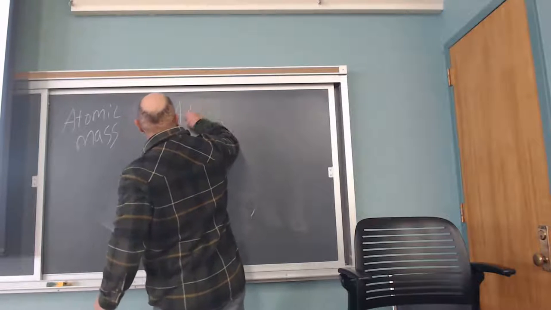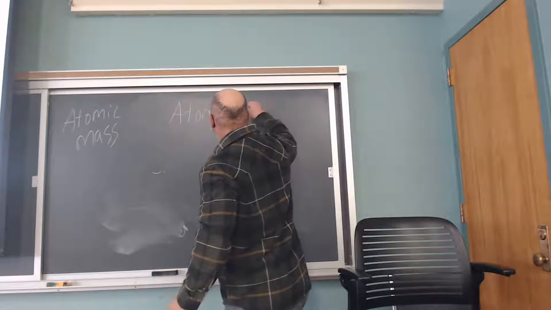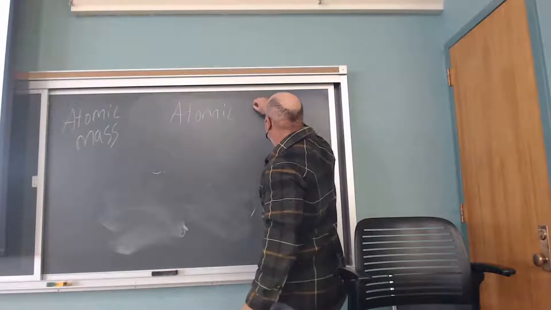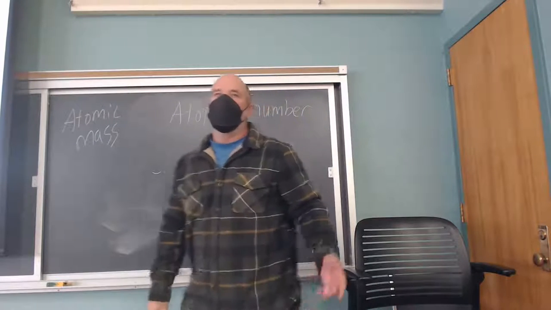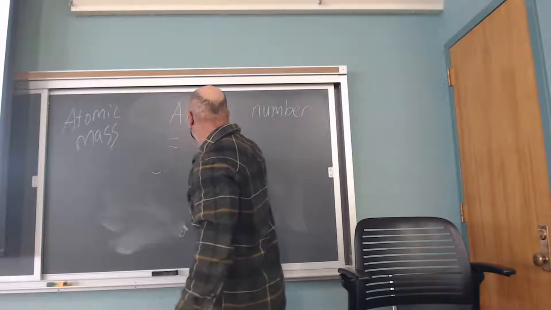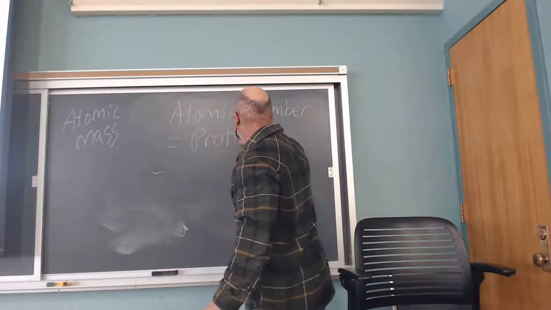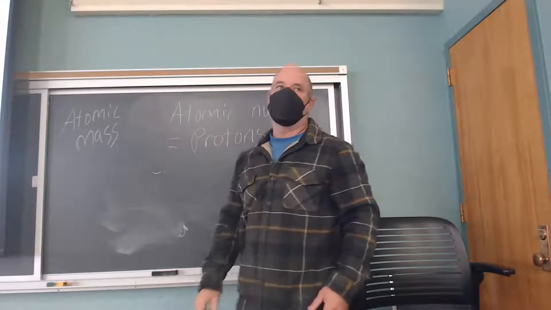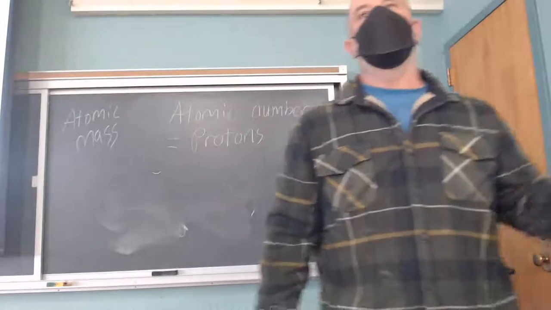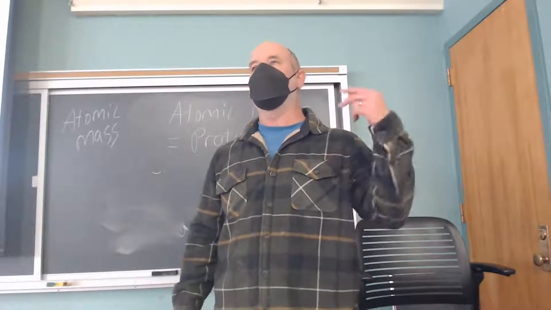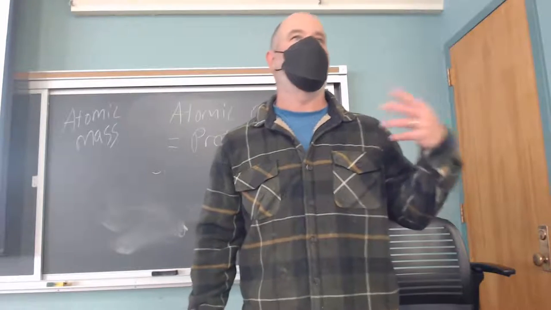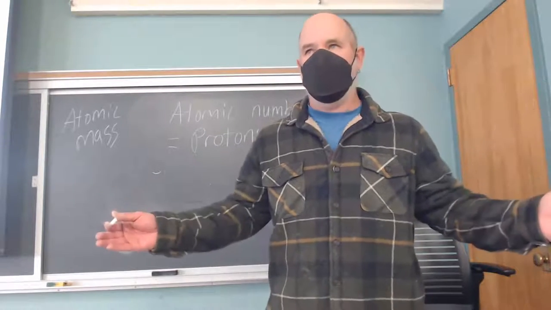There's another term you need to know, the atomic number. This is very simple. It's equal to the number of protons. So if you're hydrogen, you have 1 proton. If you're carbon, you have 6. If you're nitrogen, you have 7. If you're oxygen, you have 8.